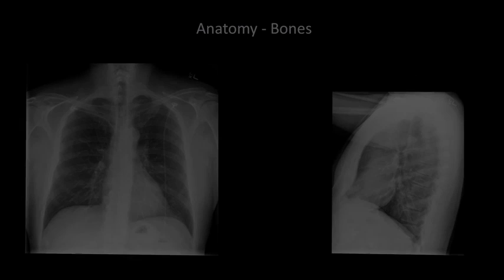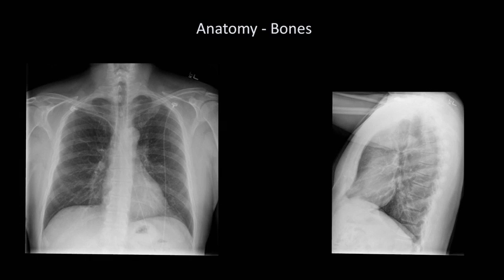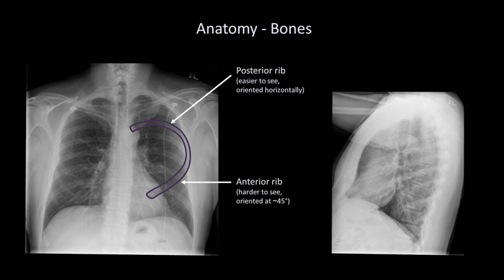The next set of structures is the bones. There are 4 types of bones easily visualized on a PA and lateral X-ray set. First is this structure, which as you probably know, or could guess, is a rib. There are 2 radiographic components of the rib on the PA film. The posterior rib, which is easier to see and is oriented horizontally, and the anterior rib, which is harder to see and oriented at a 45-degree angle.